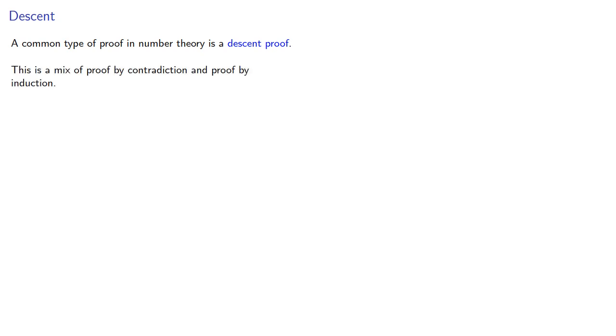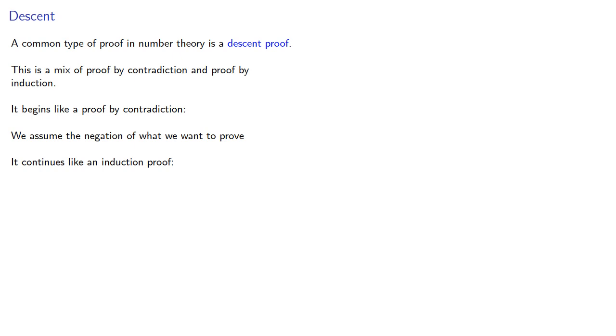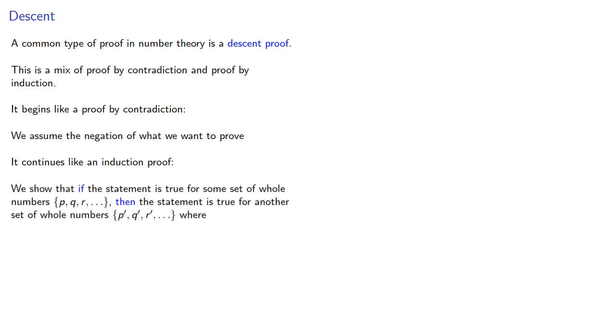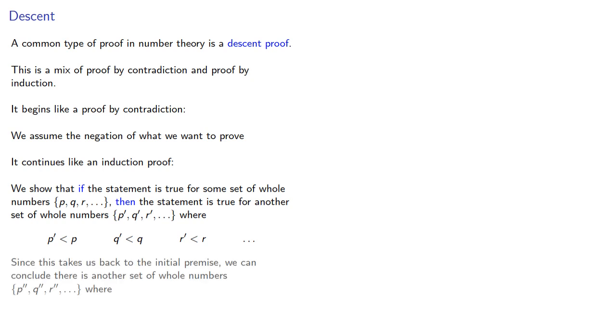Let's prove this. A common type of proof in number theory is known as a descent proof. This is a mix of proof by contradiction and proof by induction. It begins like a proof by contradiction. We assume the negation of what we want to prove. It continues like an induction proof. We show that if the statement is true for some set of whole numbers, then the statement is true for another set of whole numbers which are less than the original set. Since this takes us back to the initial premise, we conclude that there is another set of whole numbers even smaller.